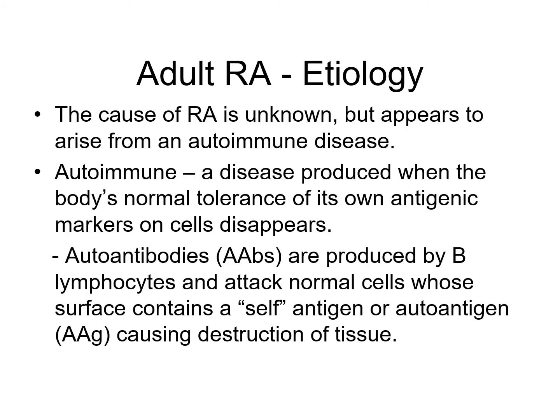The cause of rheumatoid arthritis is unknown, but it appears to arise from an autoimmune mechanism. And autoimmune refers to a disease produced when the body's normal tolerance of its own antigens disappears. Autoantibodies are produced when the B lymphocytes attack the normal cells, and the normal cells have a surface antigen or autoantigen, which then causes destruction of the tissue.